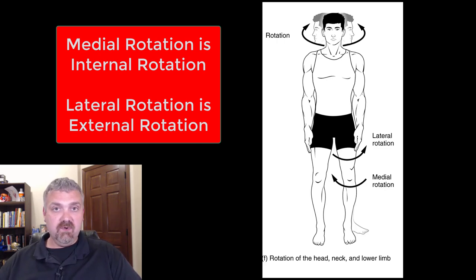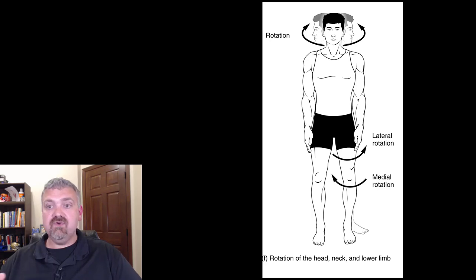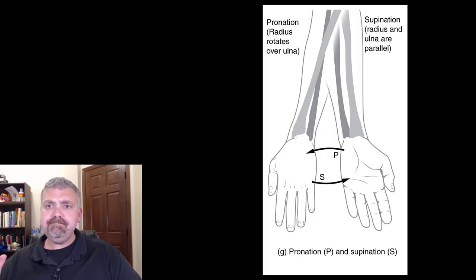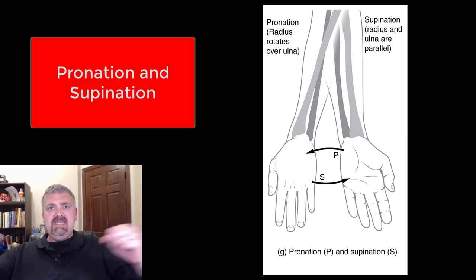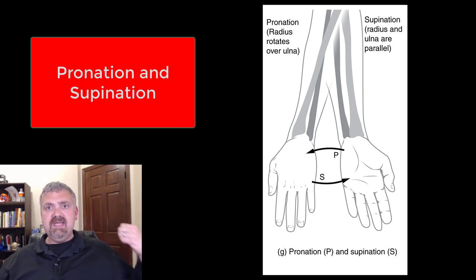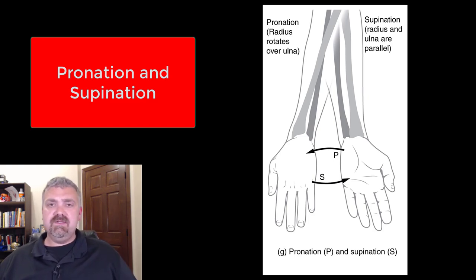So we have just regular rotation of the neck and trunk, and then with limbs we have medial or internal rotation versus lateral or external rotation. Next we have pronation and supination. I can internally and externally rotate my shoulders, but this is happening at the elbow. So pronation and supination, just a couple things to start.